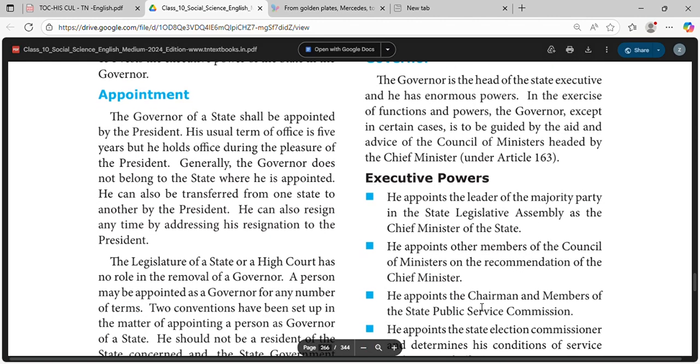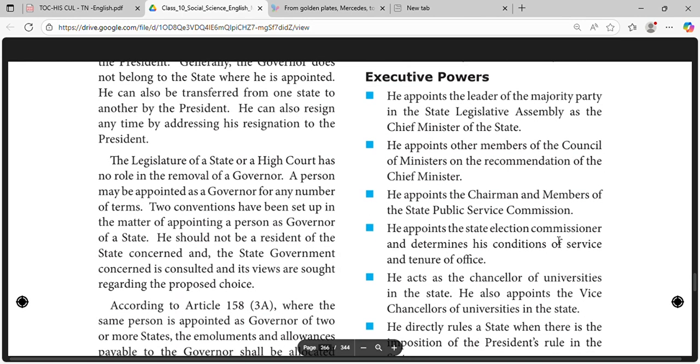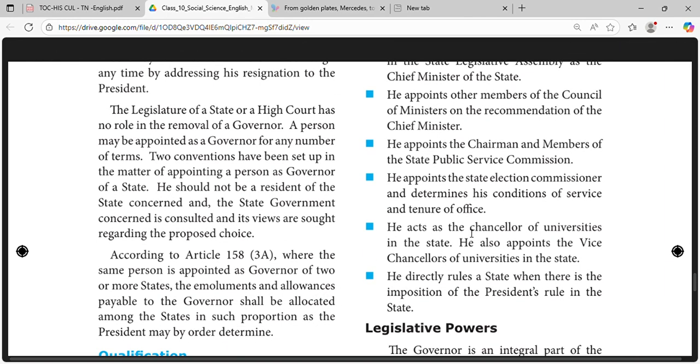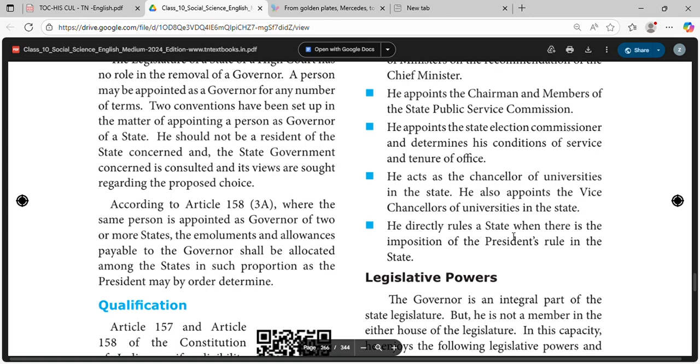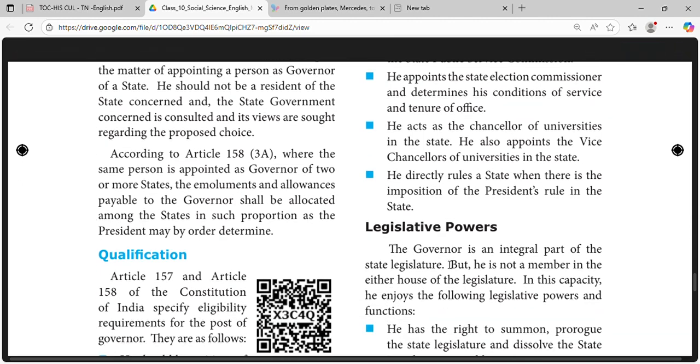The governor appoints the chairman and members of the state public service commission. The governor appoints the state election commissioner and determines the conditions of service and tenure of office. The governor acts as the chancellor of universities in the state. He also appoints the vice chancellors of universities in the state. The governor directly rules the state when there is imposition of president's rule in the state.